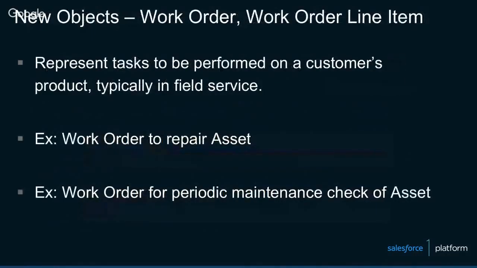So there are some new objects available. The two most interesting objects that I saw are work order and work order line item, which are probably what you think they are. They represent these tasks to be performed on a customer's product, typically in field service.